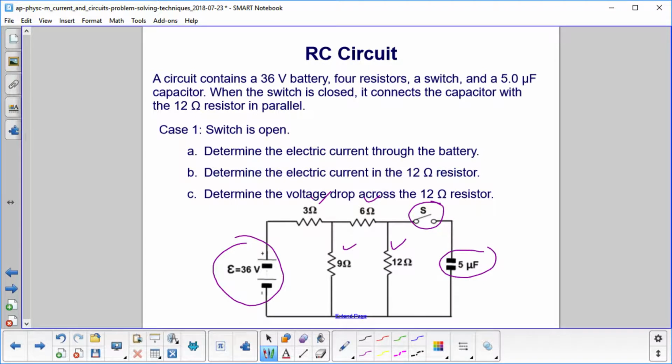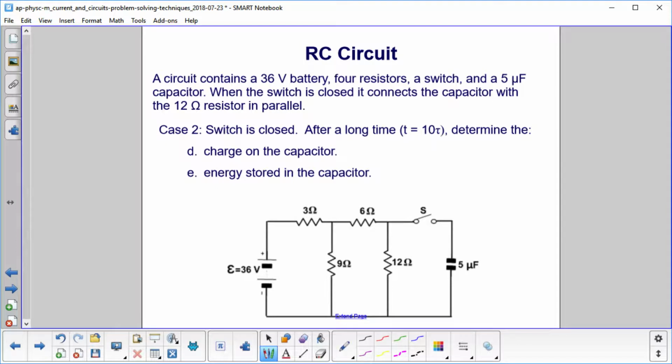Case 1. Determine the electric current through the battery, determine the electric current in the 12 ohm resistor, and then determine the voltage drop across the 12 ohm resistor, all with the switch open.